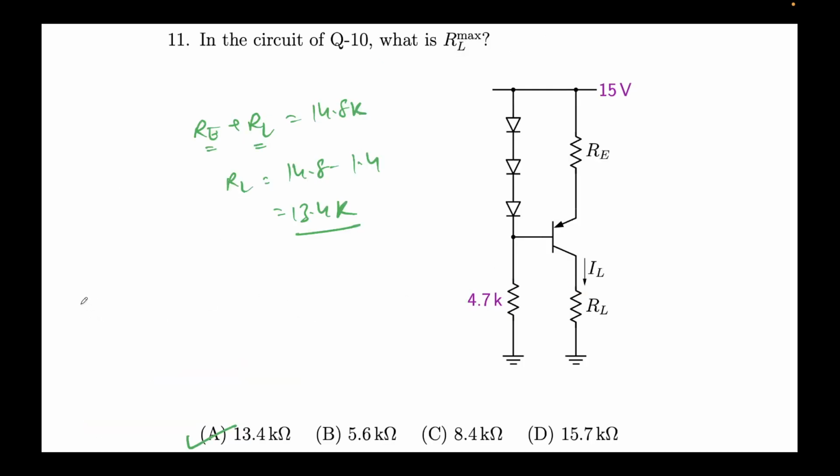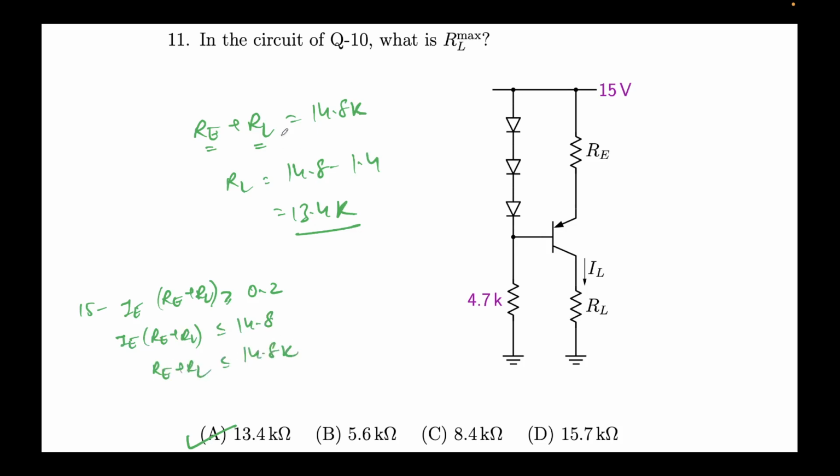So let's do it that way also. This will be 15 minus IE times (RE plus RL) should be greater than or equal to 0.2. Again, from this you will get IE times (RE plus RL) should be less than or equal to 14.8. From this you will get RE plus RL less than or equal to 14.8.